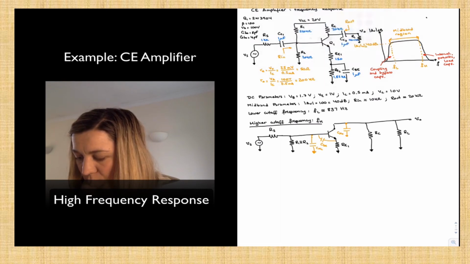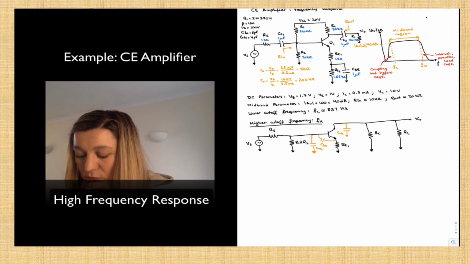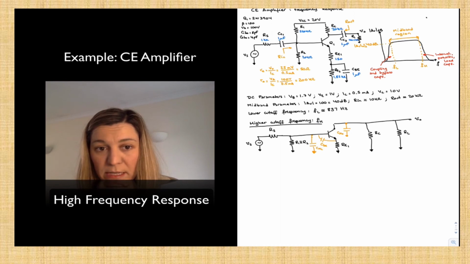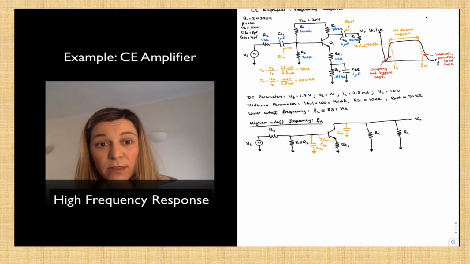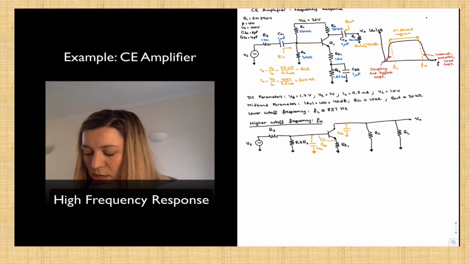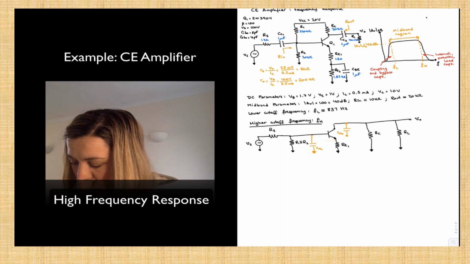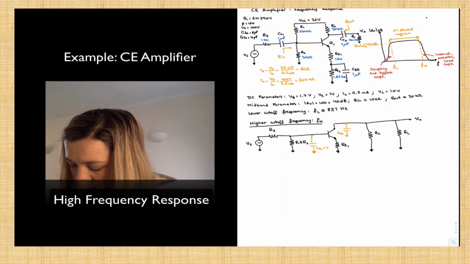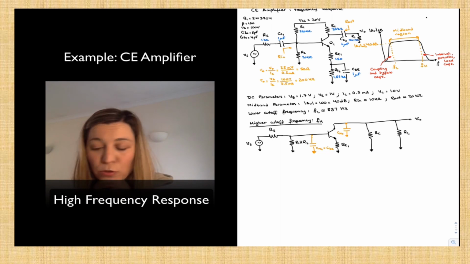Myself, I'm just going to make the approximation that this is connected to ground, and therefore it's going to be in parallel with the Miller input capacitance. So I'm going to consider my overall input capacitance to be equal to the sum of the two parallel capacitors, C Miller input plus CBE. And my output capacitance will be C Miller output.